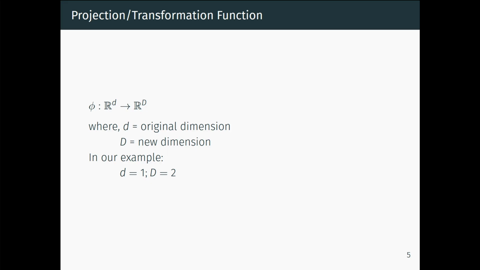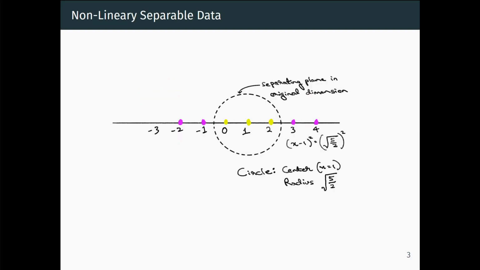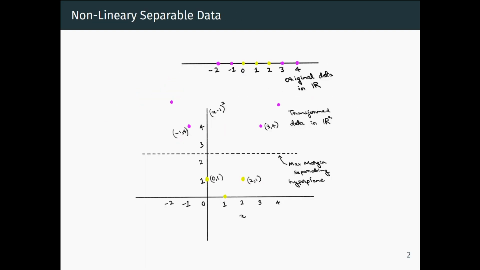So let's assume that the original dimension was small d, and the new transformed dimension is capital D, where capital D can be anything greater than small d. In the previous two examples, we have been keeping capital D equal to small d plus 1, right? And in the first example, the original data is in R1 or R, and the transformed data is in R2, thus capital D equal to 2, right?